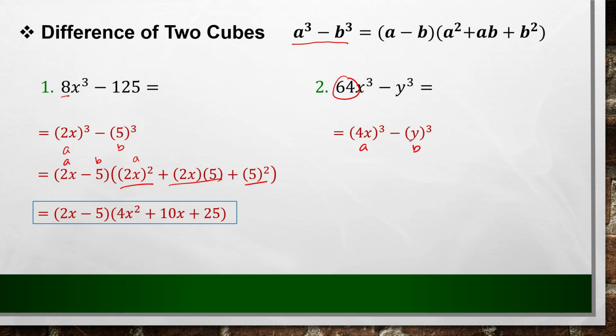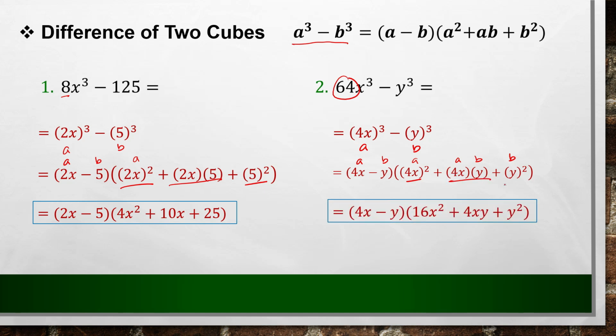Next step, substitute those two into our formula. These are A, these are B: A, A, B, and then B. Again, I want to emphasize this: it's very important to enclose that 4x in a parenthesis. So 4x squared means 4x times 4x, which is 16x squared. 4x times y is equal to 4xy. And then, of course, y squared is just y squared. So the final answer is 4x minus y times 16x squared plus 4xy plus y squared.